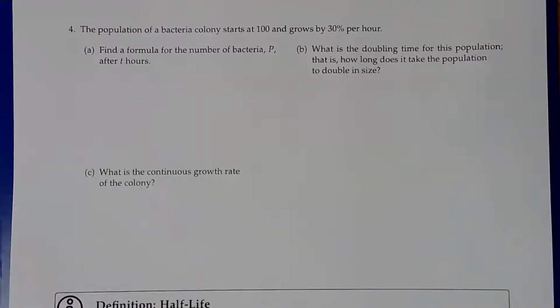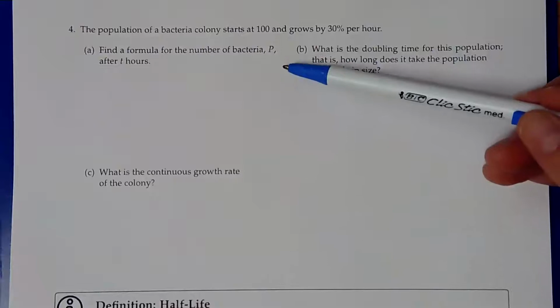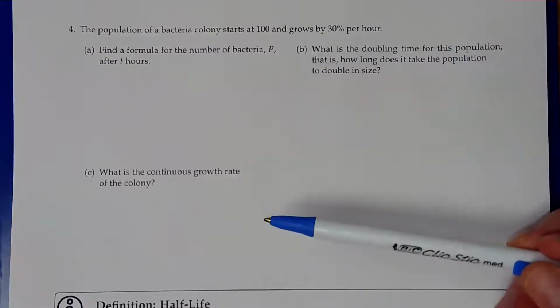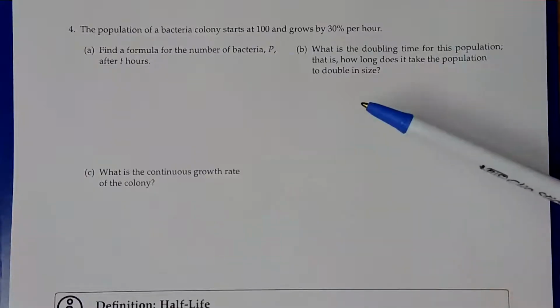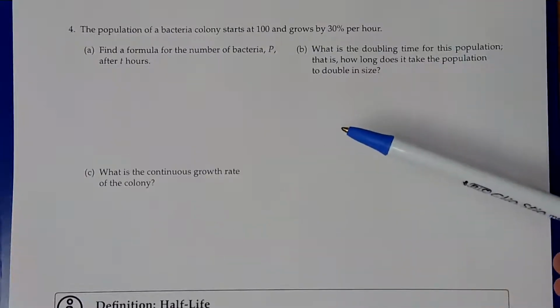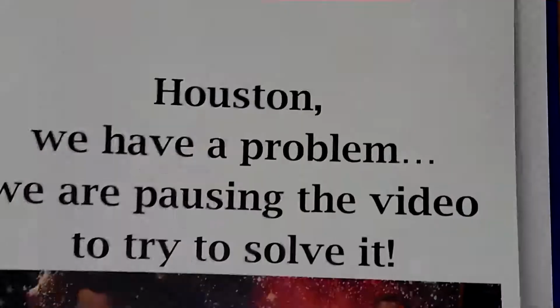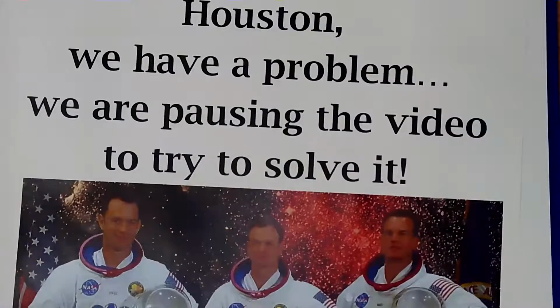The population of a bacteria colony starts at 100 bacteria and grows by 30% per hour. I'd like for you to find a formula for the number of bacteria P after T hours, and then use logs to find the continuous growth rate of the colony. Okay, so this will be pretty similar to what we did on the previous page, and then I'm going to help you with part B, the doubling time. All right, so pause the video, give those two a quick try.